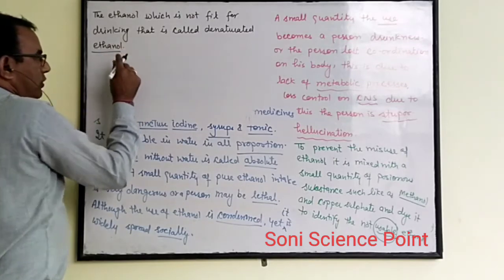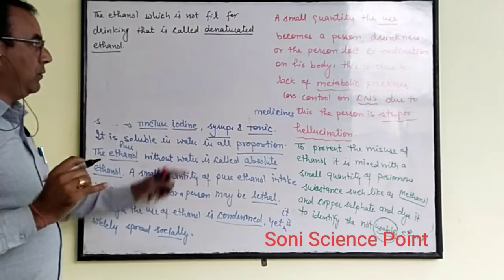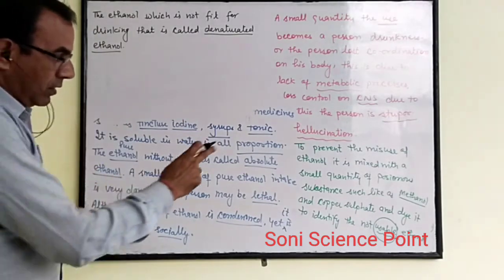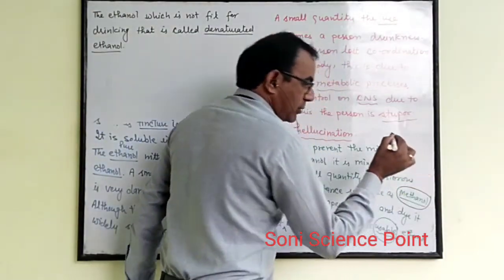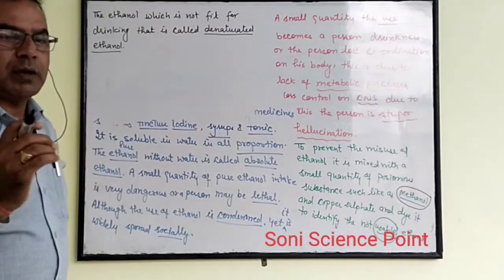This type of ethanol is used at industrial level but is not fit for drinking. Which one? Denatured ethanol. Methanol is so poisonous that if a small quantity of pure methanol is used, the person may die.